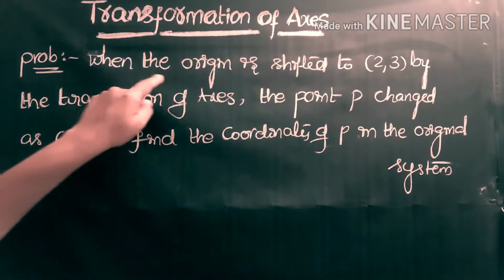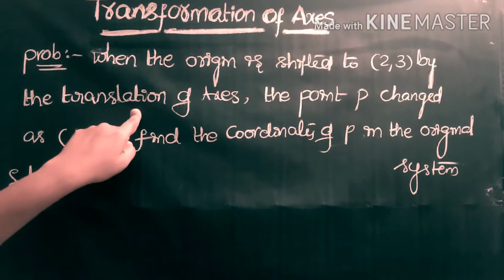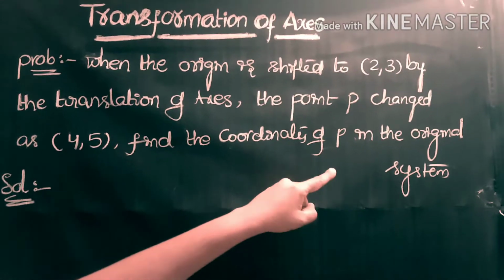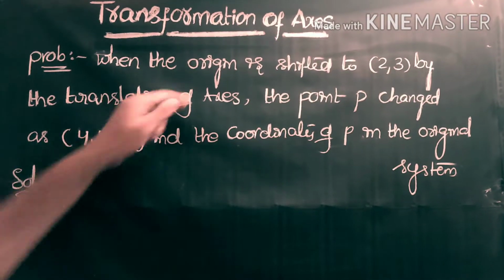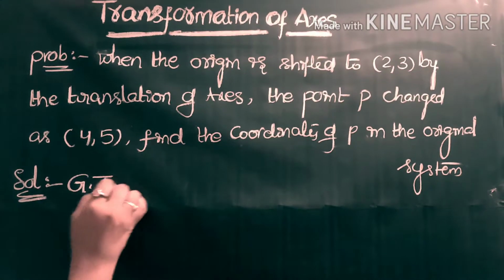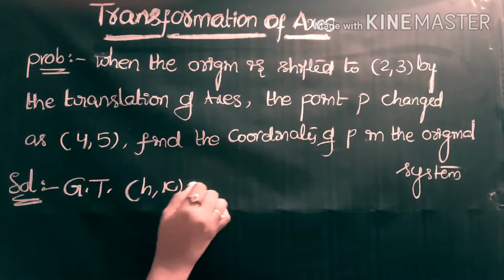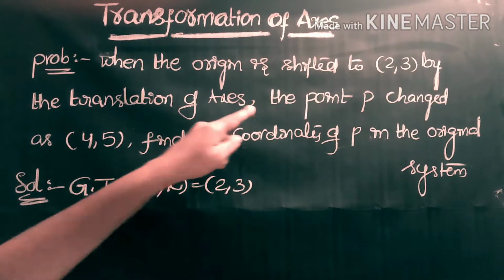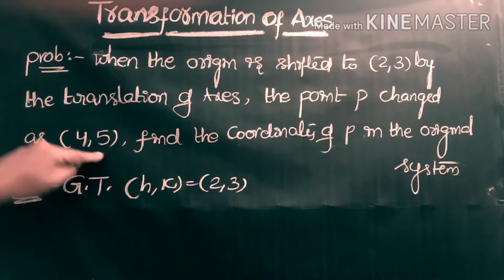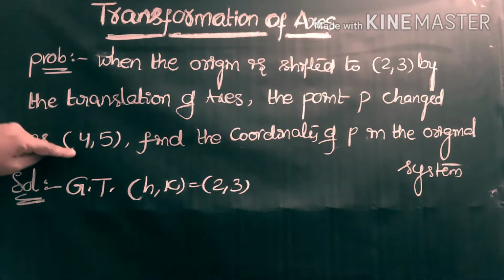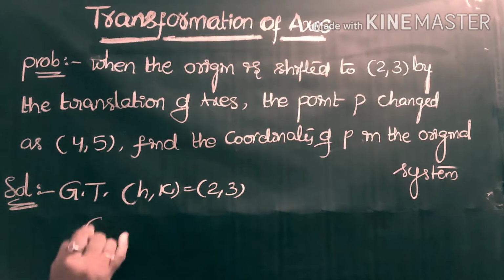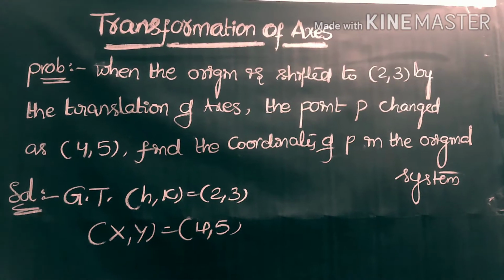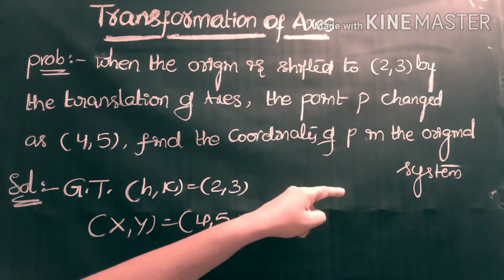Next problem: when the origin is shifted to 2 comma 3 by the translation of axis, the point P changed as 4 comma 5, then find the coordinates of P in the original system. When the origin is shifted to 2 comma 3, we take the coordinates as h comma k is equal to 2 comma 3. The point P changed as 4 comma 5 means we are taking these values as capital X comma capital Y is equal to 4 comma 5.